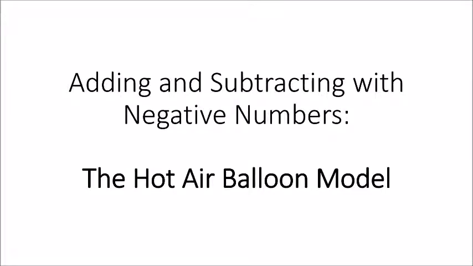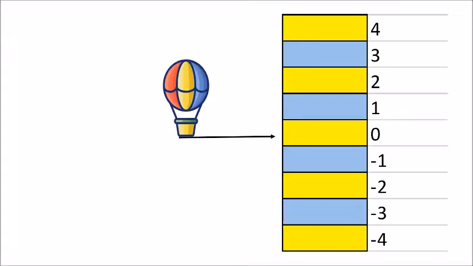Hello, today we're going to be doing adding and subtracting with negative numbers. We're going to introduce the hot air balloon model. So here we have a hot air balloon on a vertical number line, and the arrow of the balloon points to 0. So we're starting at 0.